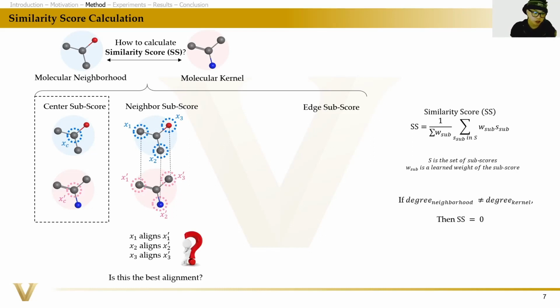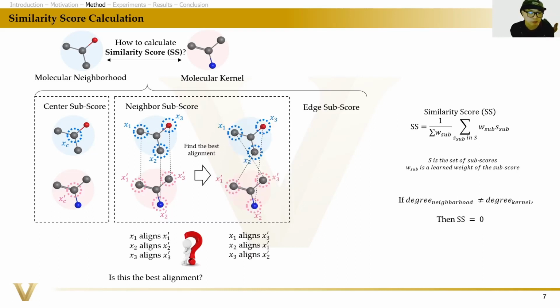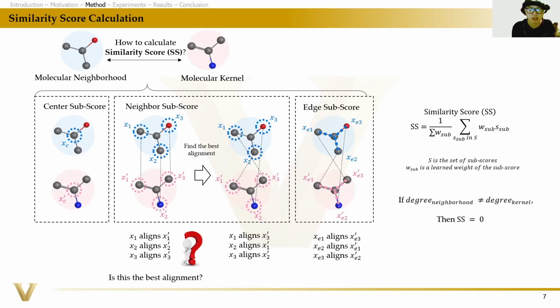But you may wonder, is this the best alignment? Well, there could be different ways of aligning them. So we find the best alignment, which gives the highest subscore. And then we can use the same best alignment to also calculate the similarities between edges.